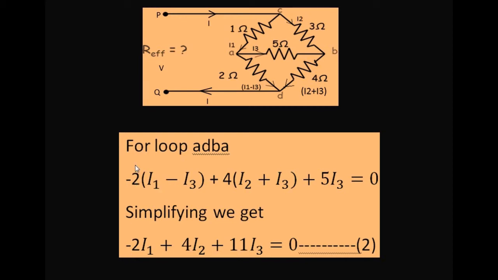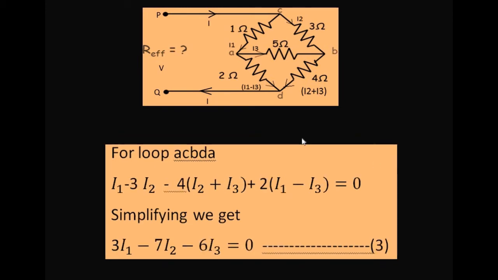Minus 2I1, that is minus 2I1, there's minus 2I3, that becomes plus, so plus 2I3 plus 4I3, that is 6I3, plus 5I3, that is 6 plus 5, 11I3, that is positive. Then I2, 4 times I2, so that is 4 times I2 in here. So the equation you get, minus 2I1 plus 4I2 plus 11I3 is equal to 0. That is equation number 2.